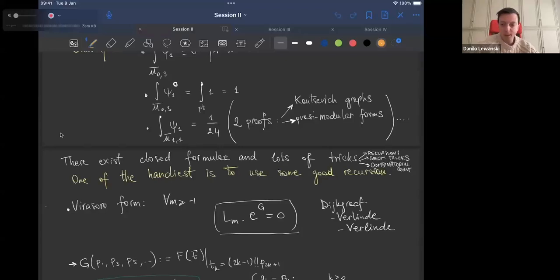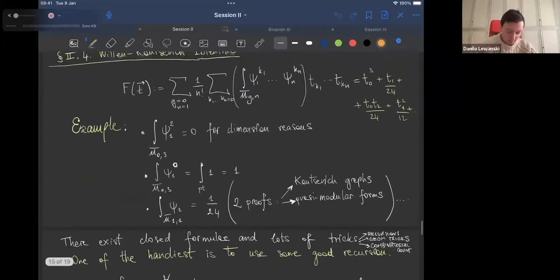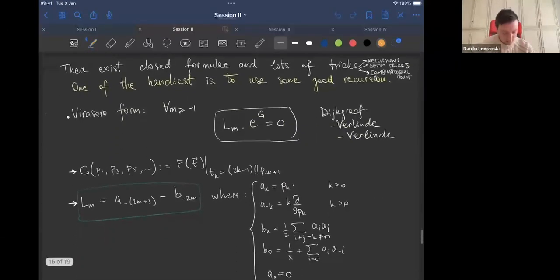Okay. So what about these integrals of psi classes? How do I compute them in general? Is there a general formula? Is there a closed formula? And the point is that there exist closed formulas and a lot of tricks, like recursion, geometric tricks, combinatorial counting, and so on. But when we say closed formula, we have to be a little bit more specific about what we mean, because closed formulas, I would say, only exist in fact in genus 0 and genus 1, really.